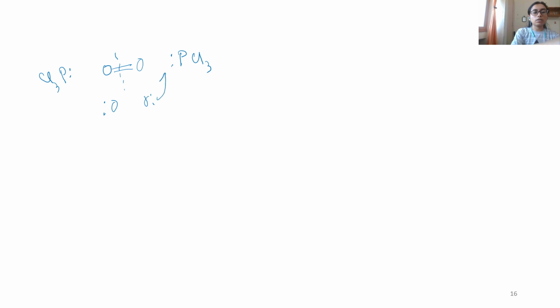So this PCl3 has a lone pair, and oxygen here also has one more. PCl3, so this is actually split, giving rise to a diradical. This will react, giving rise to two molecules of POCl3.